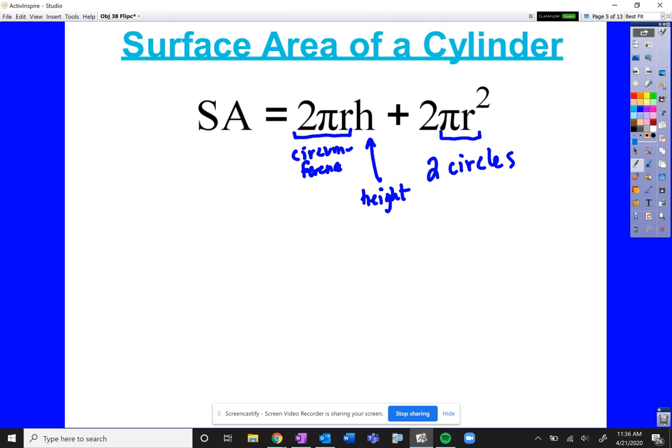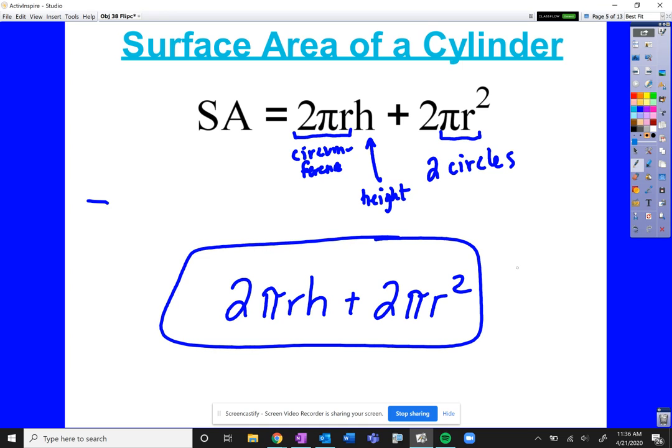If you were to wrap a cylinder, you need to wrap the label that goes around, which is 2 pi r h, and you need to wrap the circle on the top and the circle on the bottom. So there's 2 areas of circles, pi r squared. So 2 pi r h plus 2 pi r squared.